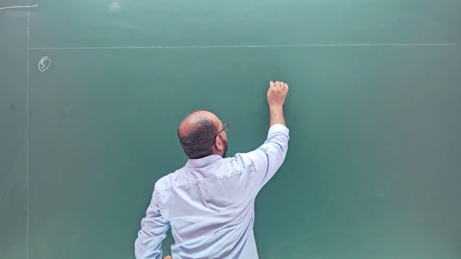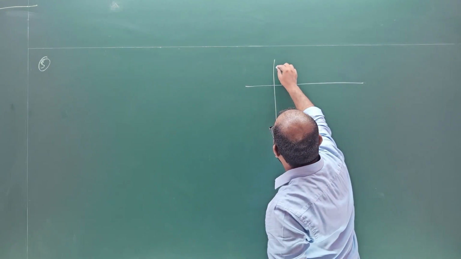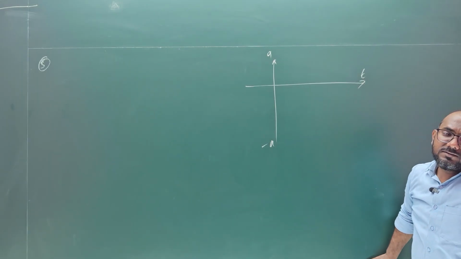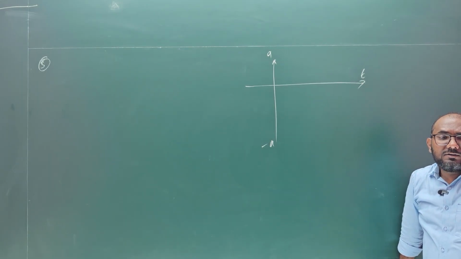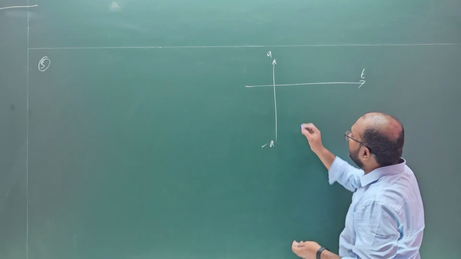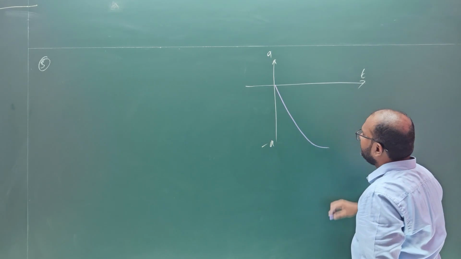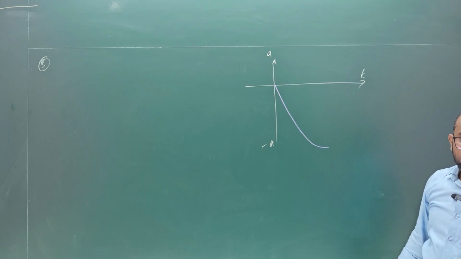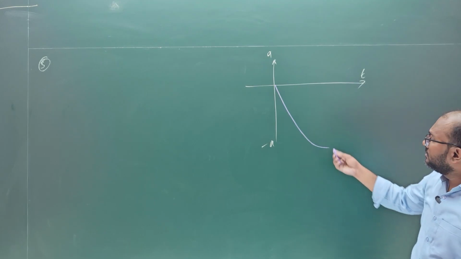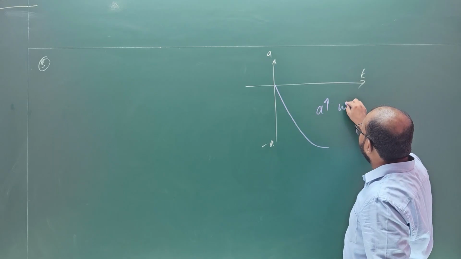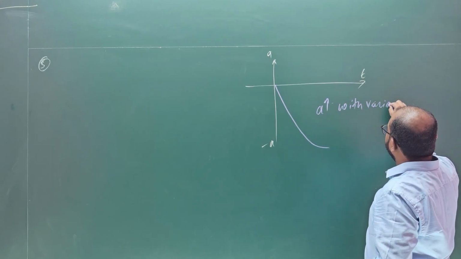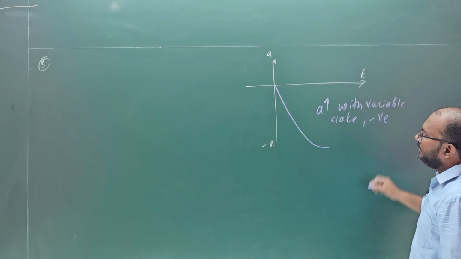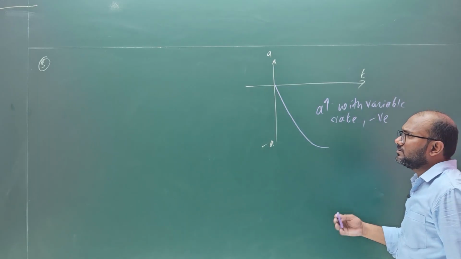Then if you want to draw like this, here is your positive acceleration, here is your negative acceleration, here is your time. The question is, can acceleration be negative and increasing with variable velocity? Yes, it can be. Then the representation will be like this. It is increasing, with variable acceleration. So can I say that acceleration is increasing with a variable rate? And over here, it is negative. Okay, we can write like this also.